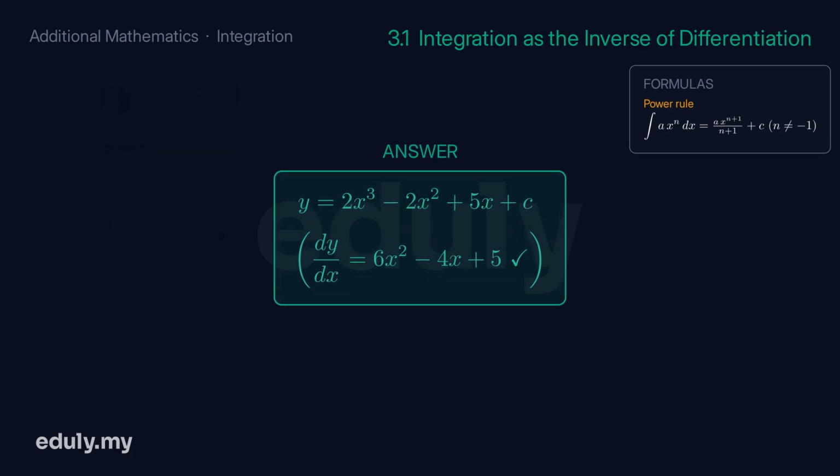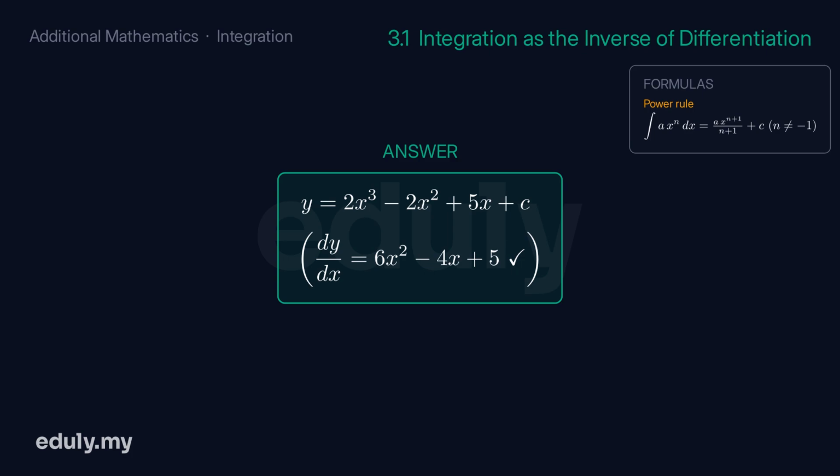y equals 2x cubed minus 2x squared plus 5x plus c, where c is an arbitrary constant of integration. Verified because differentiating this back gives 6x squared minus 4x plus 5, matching the original gradient function exactly.